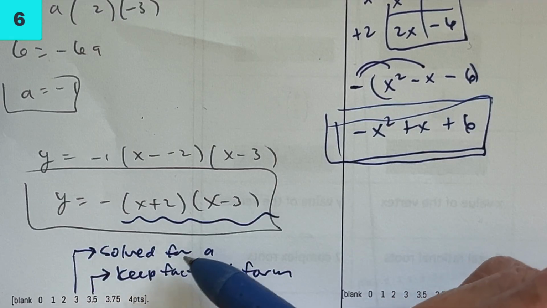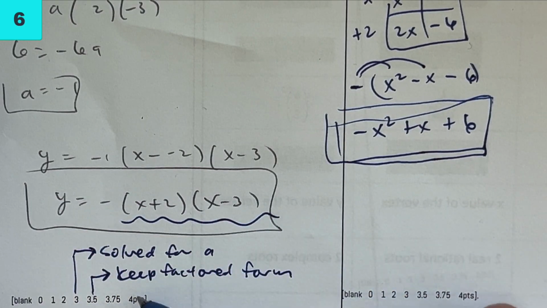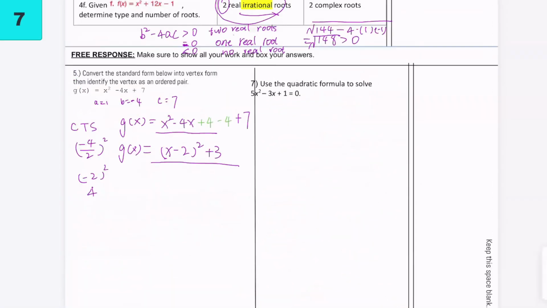If you solved for the a value, you got 3 points. If you kept it in factored form here, I gave you 3.5 points. Okay, and then let's look at the last one, using the quadratic formula to solve that. What is the quadratic formula?